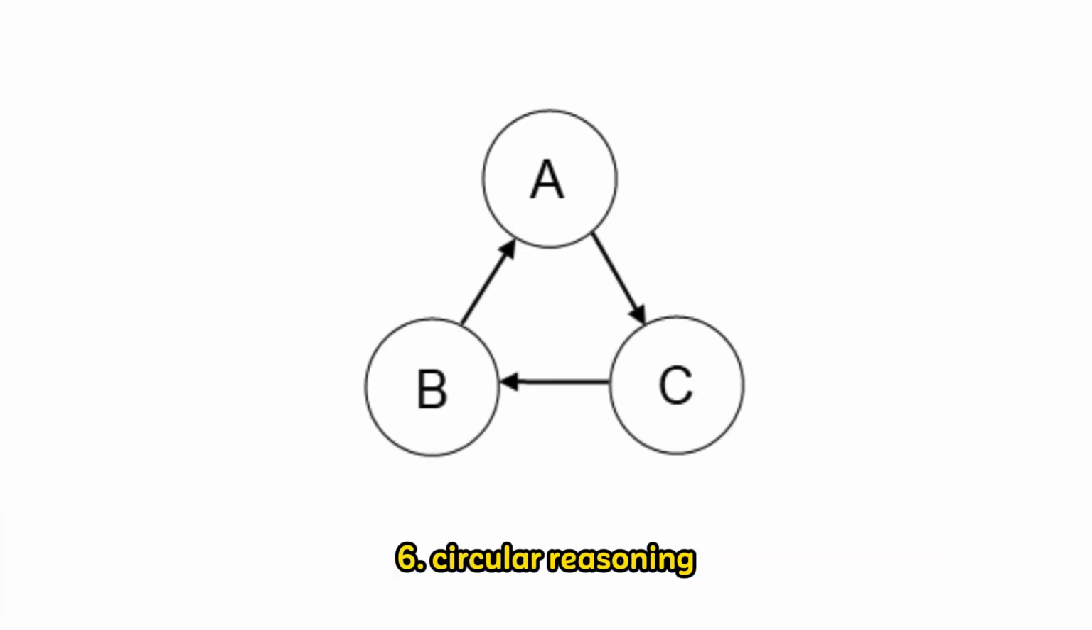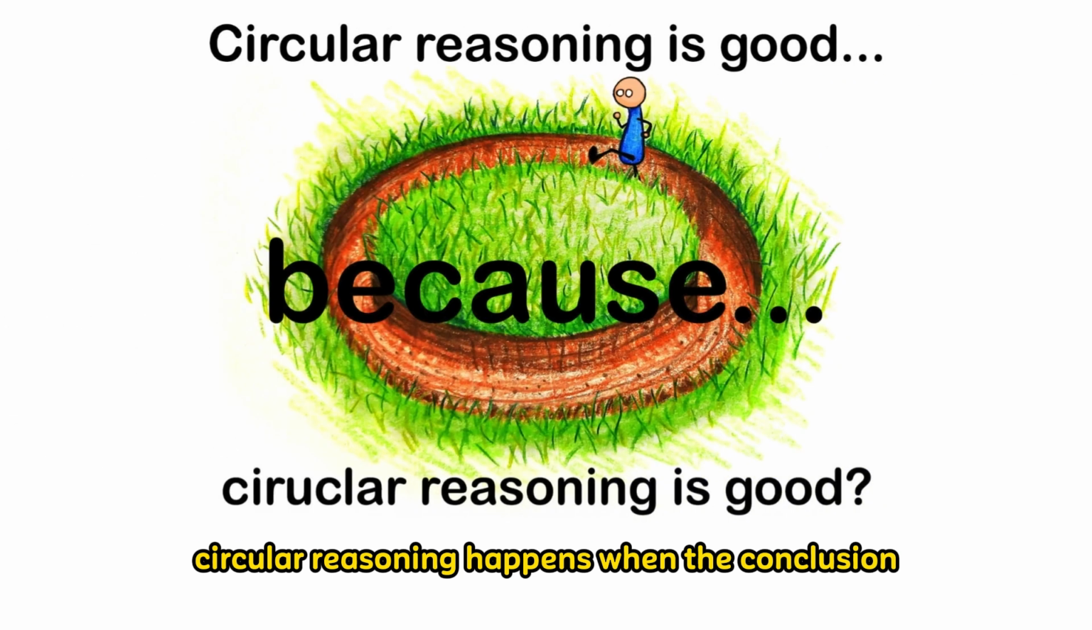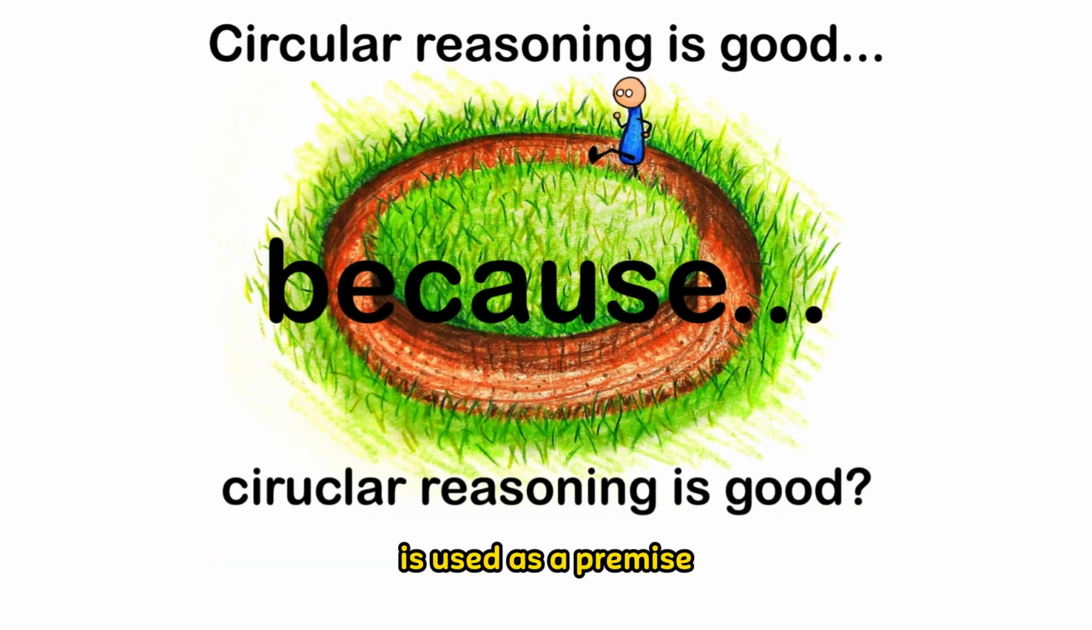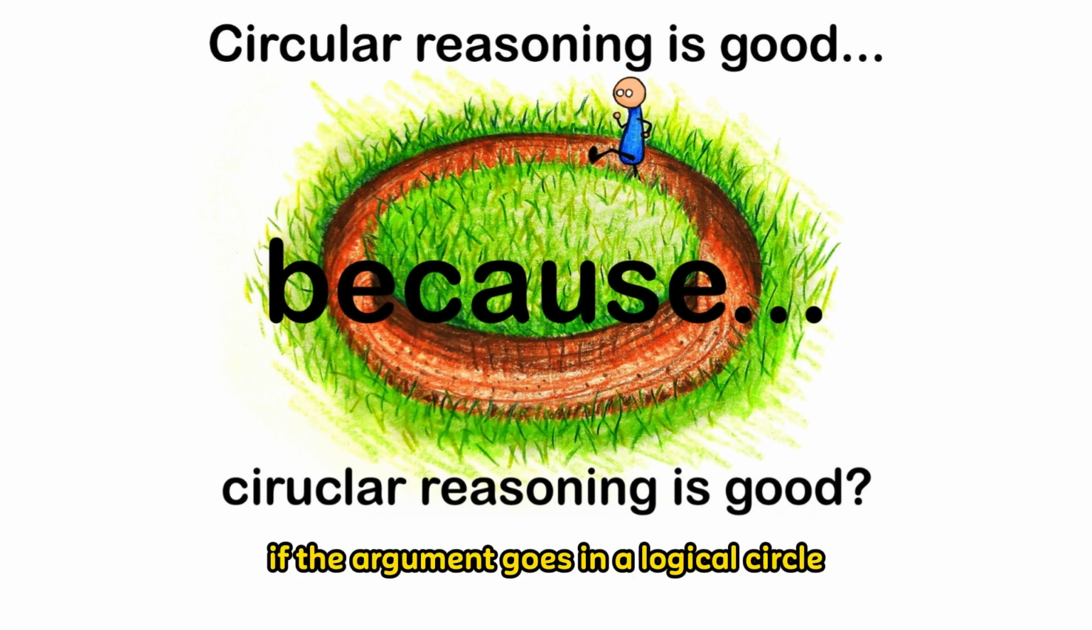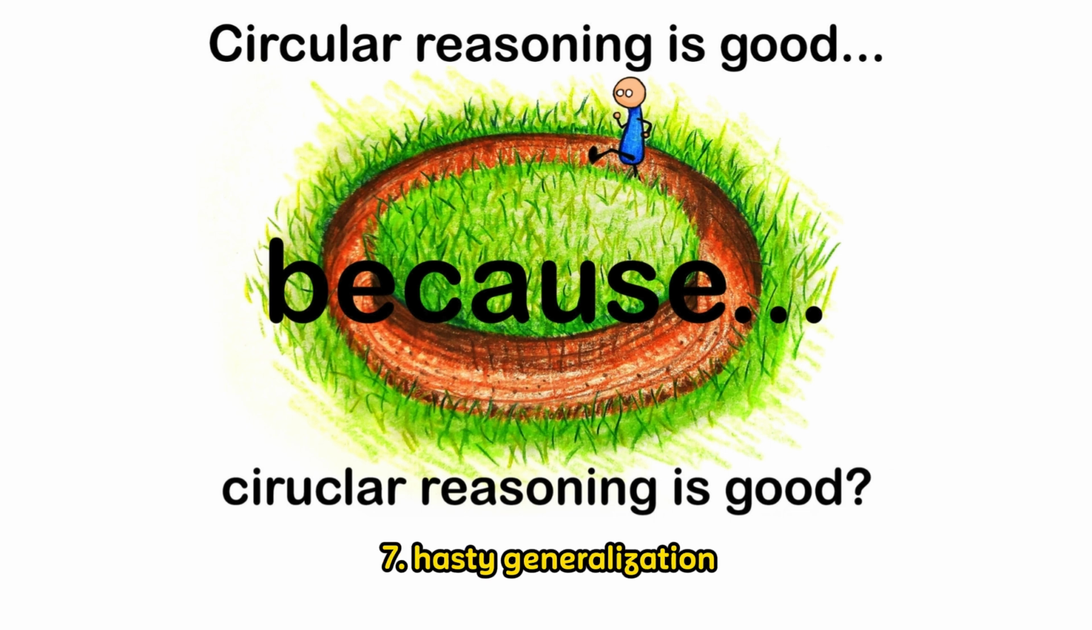6. Circular reasoning. Circular reasoning happens when the conclusion is used as a premise. Spot it by checking if the argument goes in a logical circle without providing any new information.